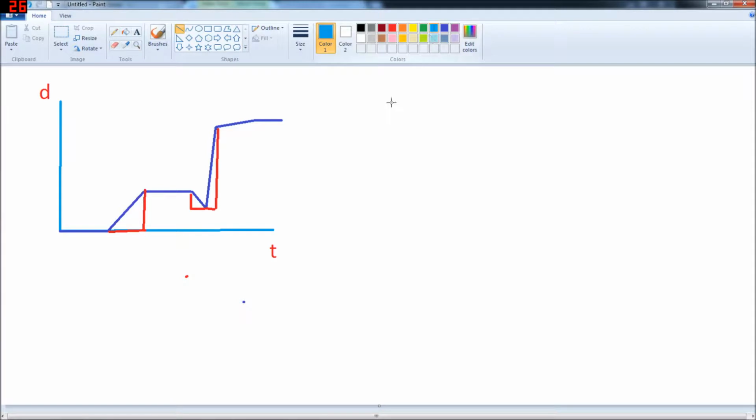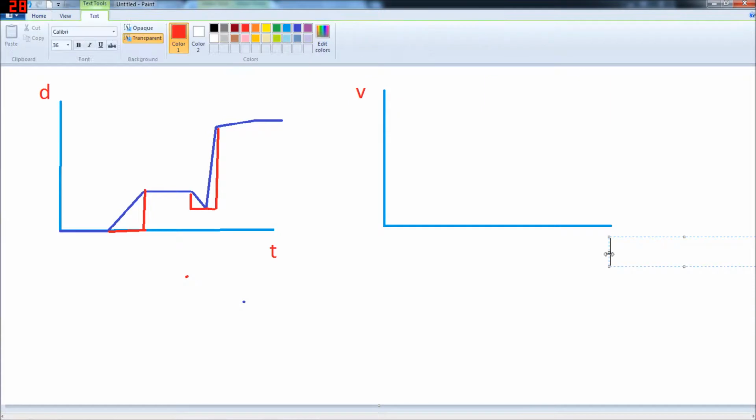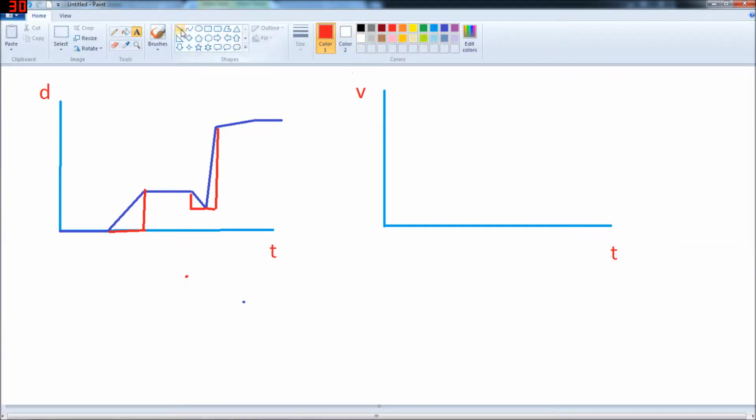If I draw a velocity time graph over here, I'm not going to try and draw one for the same thing. That could be quite difficult. Let's label this velocity and time. So let's kind of draw some random stuff on here. I guess we could start off like this. This would be 0 speed, 0 velocity, okay?